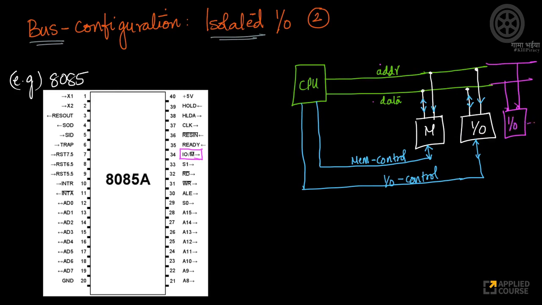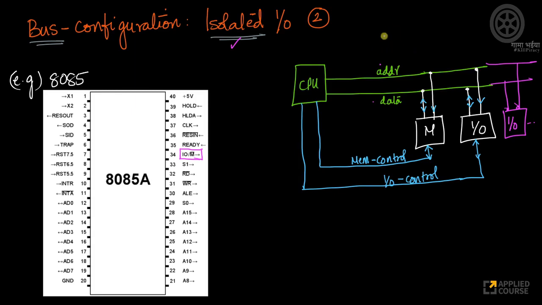So the same address is given to both your memory and IO devices. The same data lines are connected both to your main memory and to your IO devices. The difference here is it's called isolated IO because the control signals are different for the main memory and different for the IO. Right? So now let's see what happens.